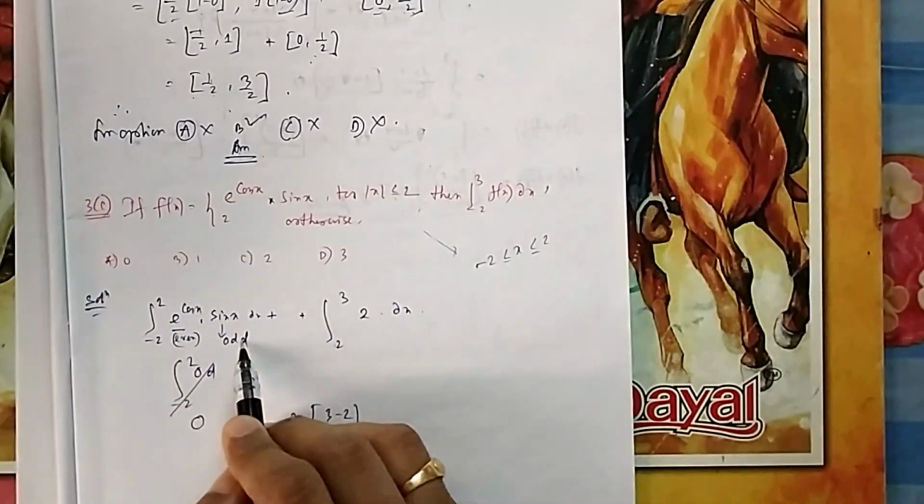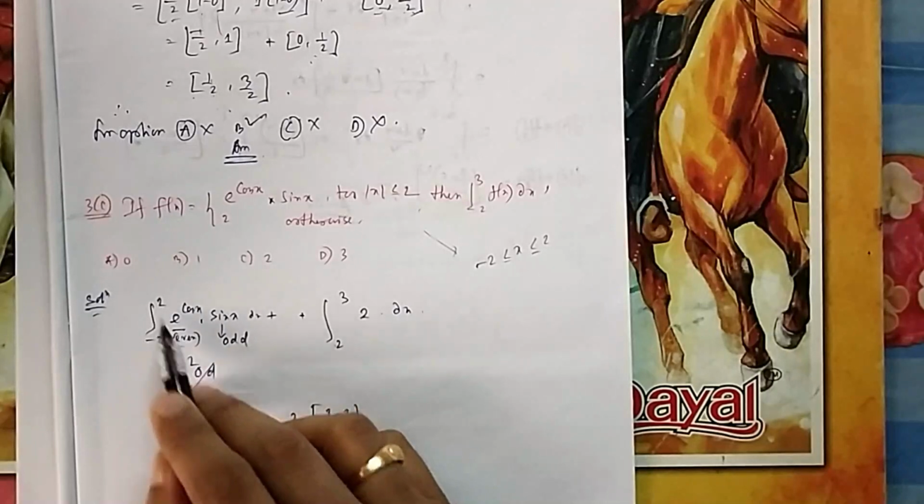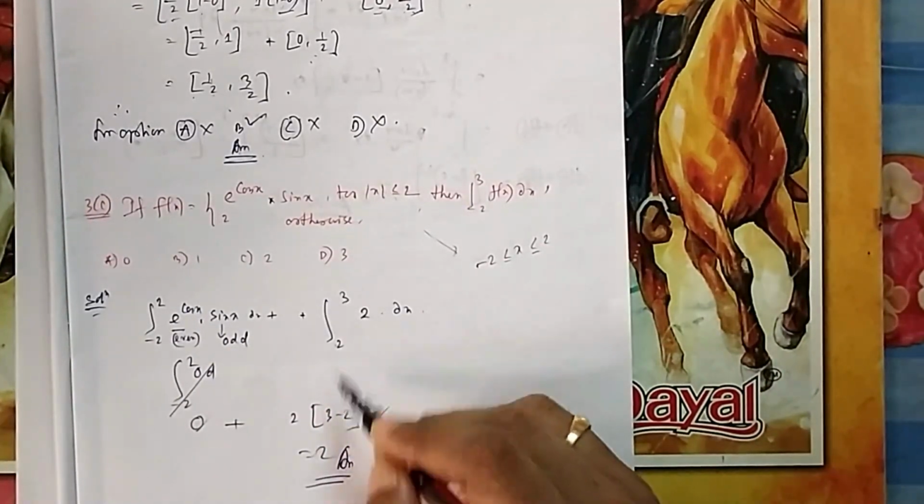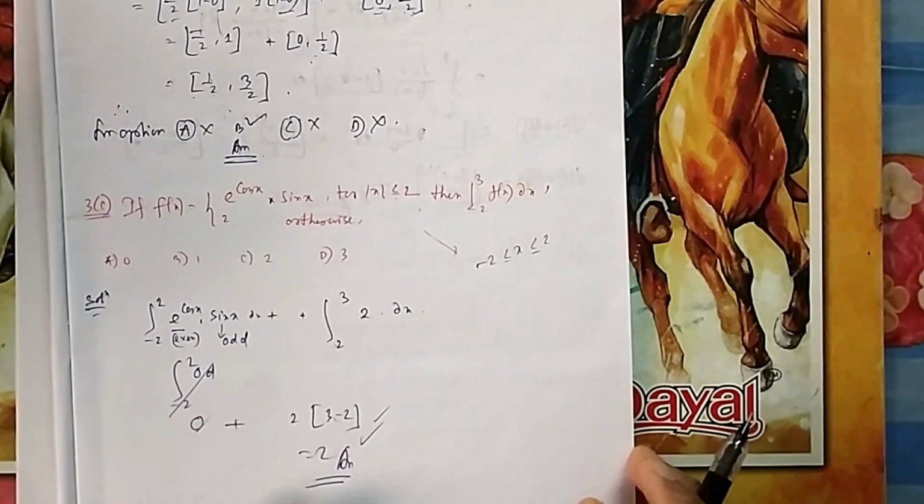Now I think you can easily find it out. This is an even function, this is odd, so the product will be odd. So the integral from minus a to a of an odd function is always 0. So no need to solve this one. This one you know it is 2x, so x is from 2 to 3, so our answer is 2. So that is your answer.